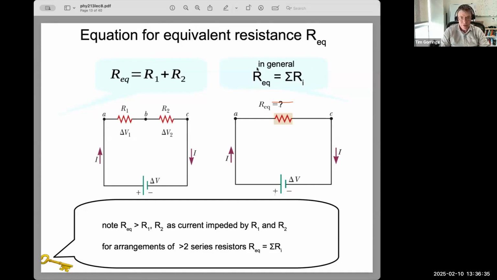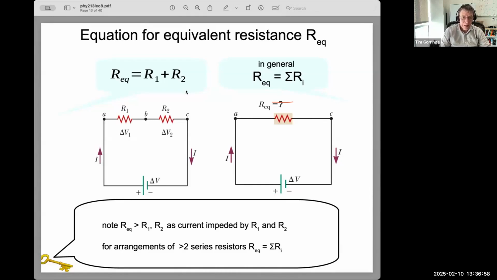If you have multiple resistors, supposing you have 3 or 4 or 5 or more, then the equivalent resistance is just the sum of all your series resistances. So if it's 3 resistors, R1, R2, R3, it'd be R1 plus R2 plus R3. So that's the equivalent resistor when you've got resistors in series.